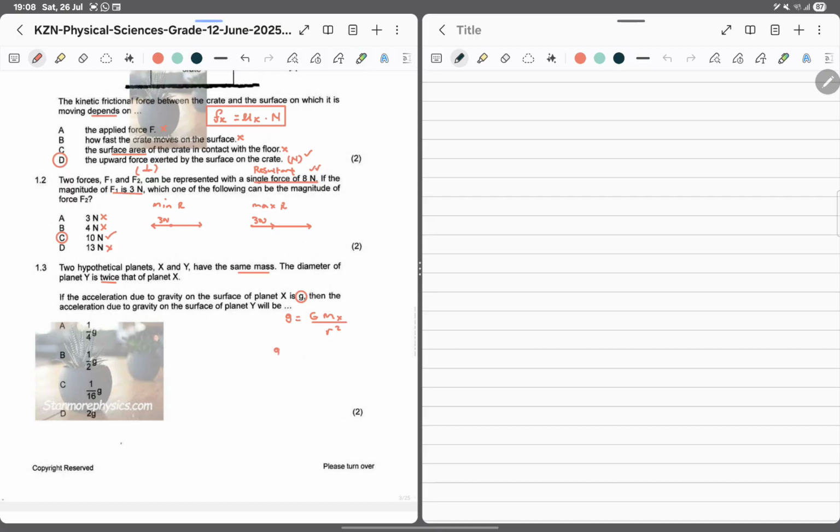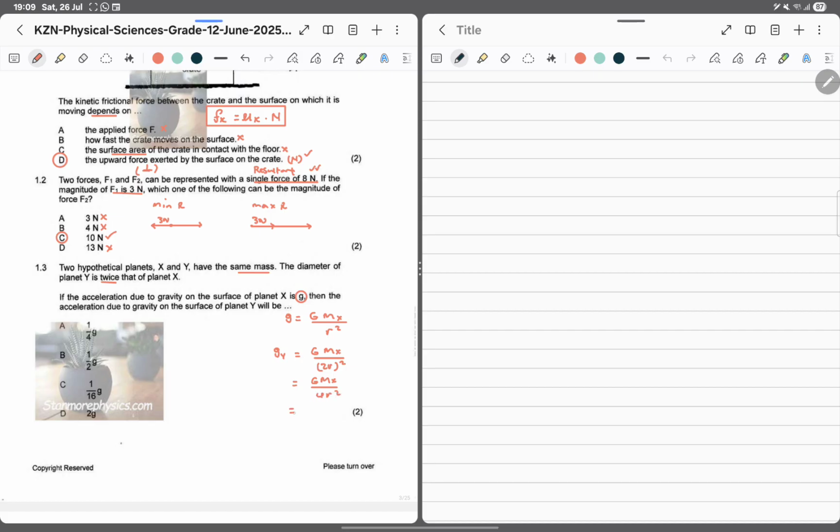Now, when we talk about planet Y, our g is going to be big G, M. Since they are identical in mass, we're going to use Mx. And then R here is going to be 2 times the radius of planet X, as is the case there. If we continue, we'll see G Mx divided by 4r squared.